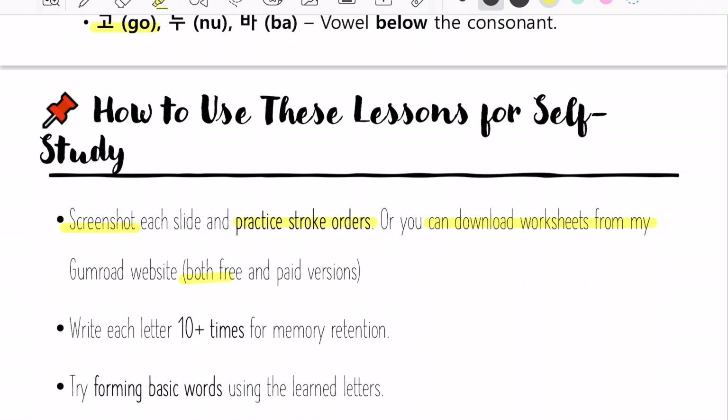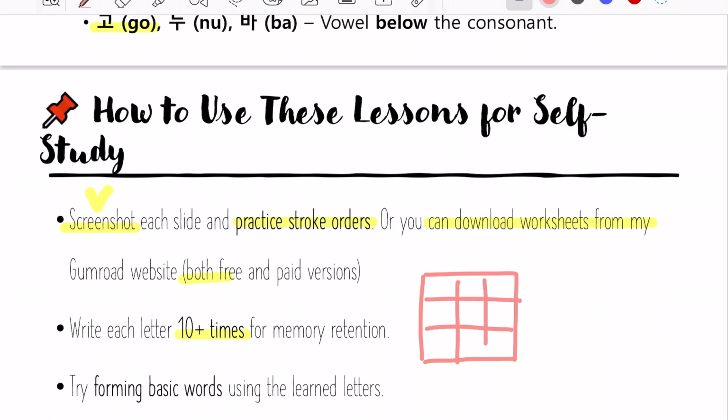And also, please write each letter 10 times for memory retention. 10 times. It doesn't have to be on the worksheet, you can use your own notebook. But it would always be good to have some grid on the background of the notebook. Because if you have a grid, let's say you write a, you know where to put which stroke, without anything tilted or a little off. So it's really good for practicing as a beginner.